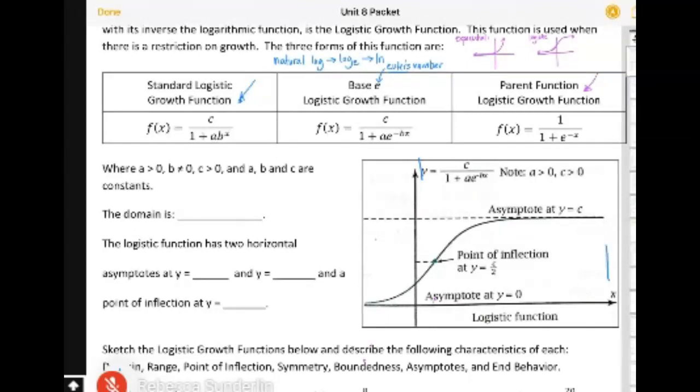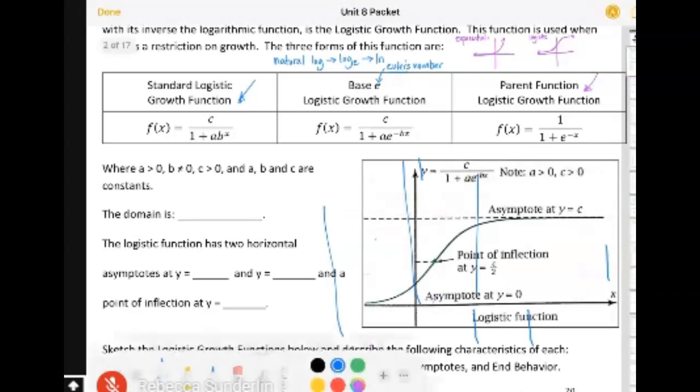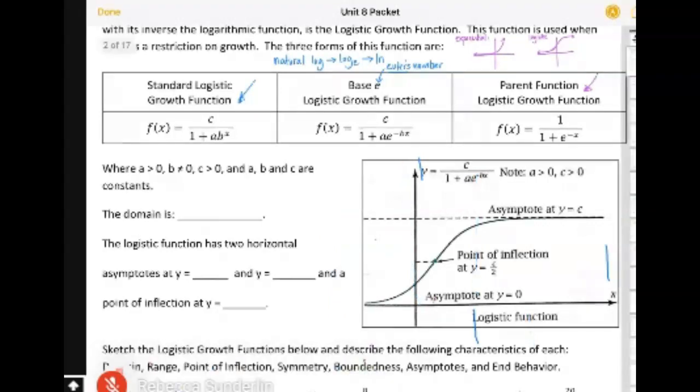Okay, so let's look at our logistic growth function that does have an E in it. You know, I keep trying to scroll down with my finger because that's how I do it on my Lenovo, but you have to use 2 fingers on Apple.